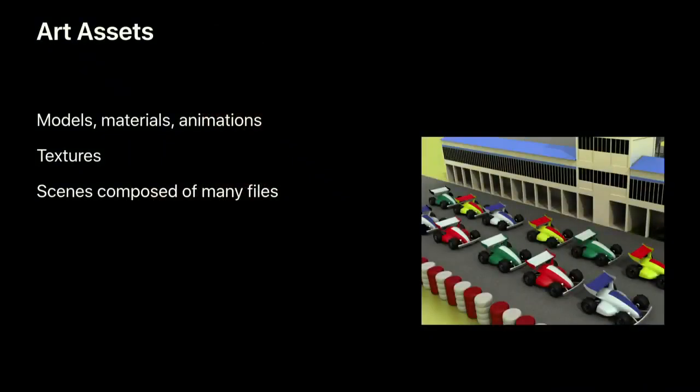Now, we want to make something that looks like this. So it's going to be my little game. And the game is going to be composed of art assets that were prepared in another tool, like Maya, for example, or Blender, or whatever you like. And so there's going to be models. There's going to be materials on those models. There's going to be animations, textures of various sorts. And we're going to put a scene together from a lot of different files.